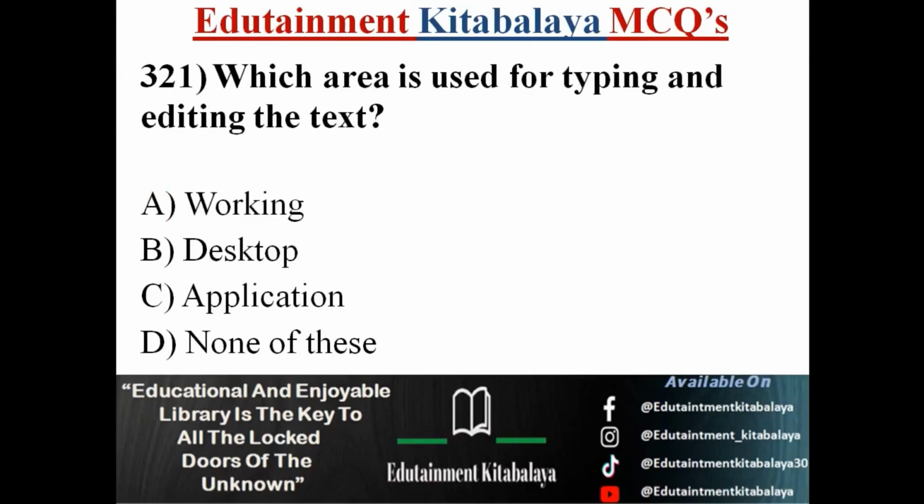Question number 321. Which area is used for typing and editing the text? A. Working. B. Desktop. C. Application. D. None of these. Correct answer is C. Application.